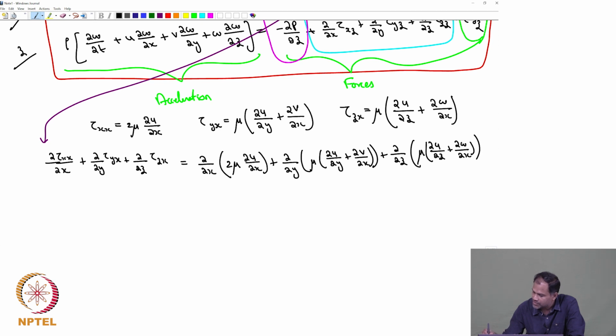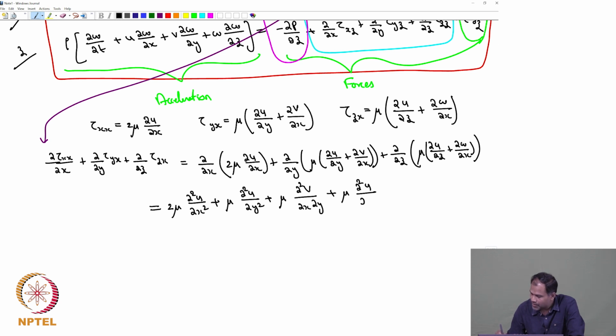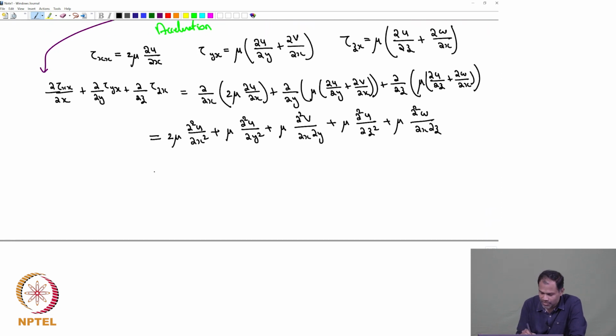is equal to, this is 2μ times ∂²u/∂x² plus this is μ times ∂²u/∂y² plus μ times ∂²v/∂x∂y plus μ times ∂²u/∂z² plus μ times ∂²w/∂x∂z. And this can be further simplified.